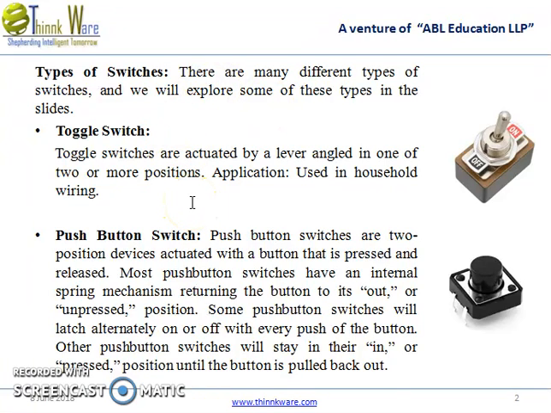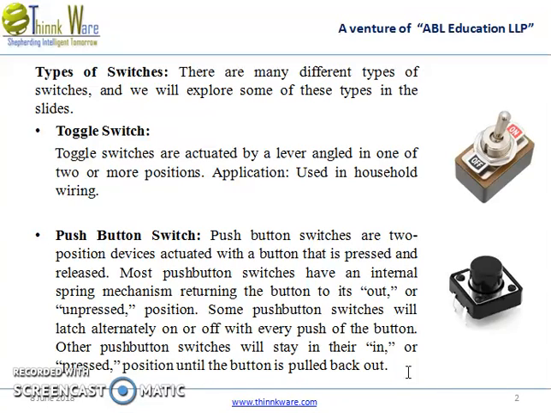The toggle switches are actuated by a lever angled in one of two or more positions. Application: it is used in household wiring. Then we have the push button switch. Push button switches are two position devices actuated with a button that is pressed and released.